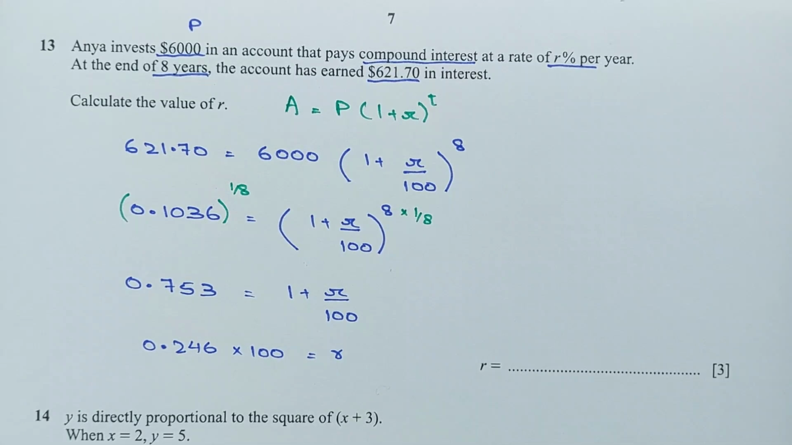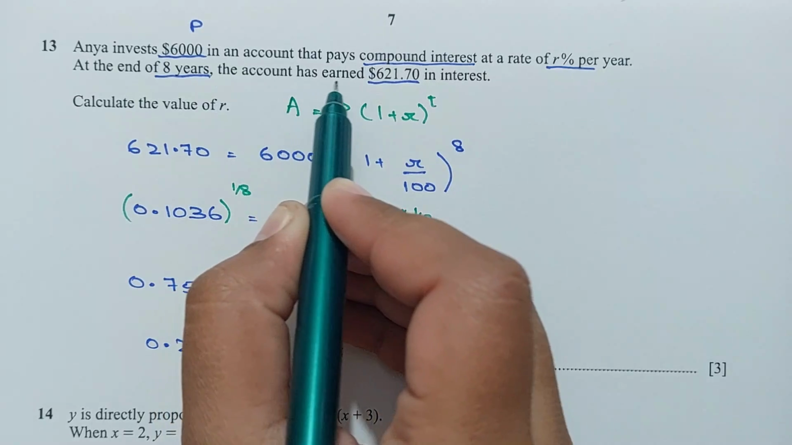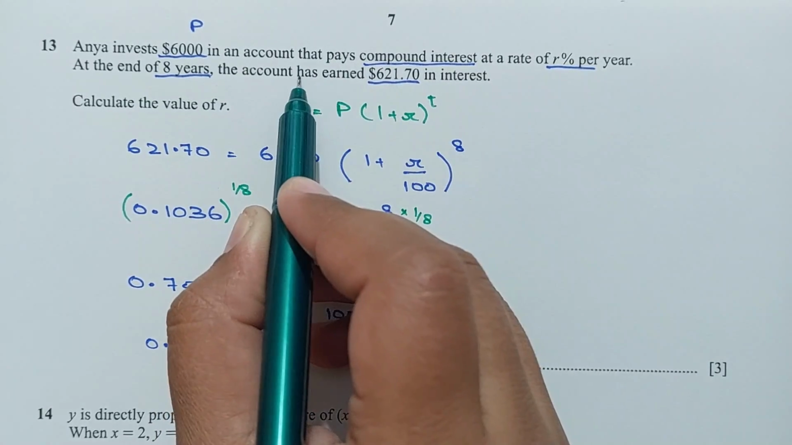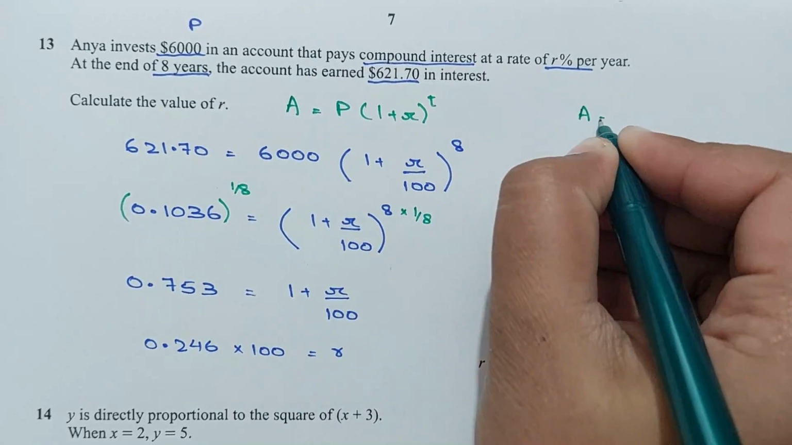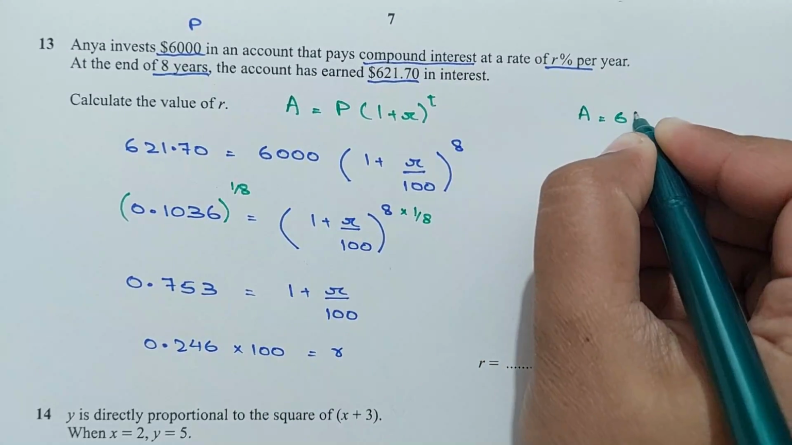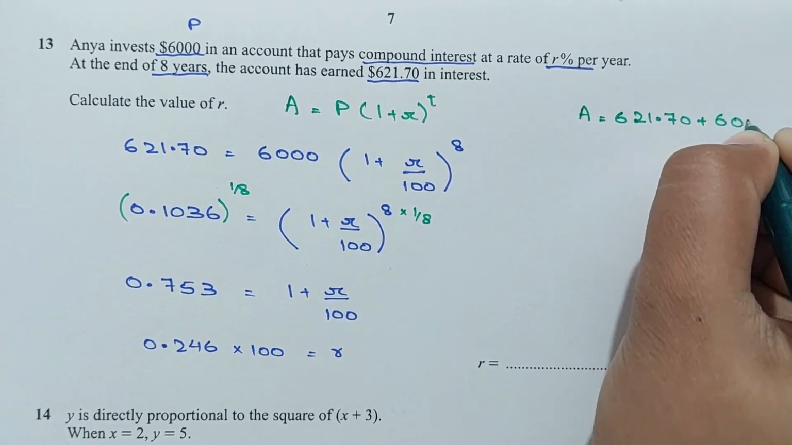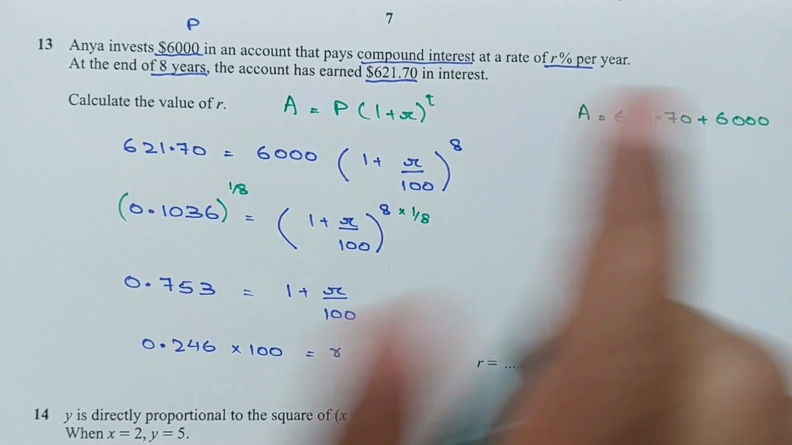Okay, so the mistake I made over here is the amount. The account has earned this much in interest. So this is the amount earned in interest. So the amount is now 621.70 plus 6,000, amount plus principal. A would equal I plus P, right?